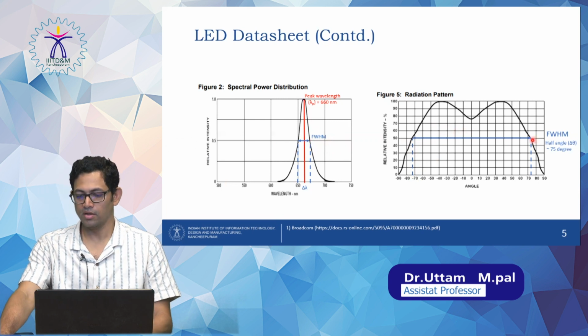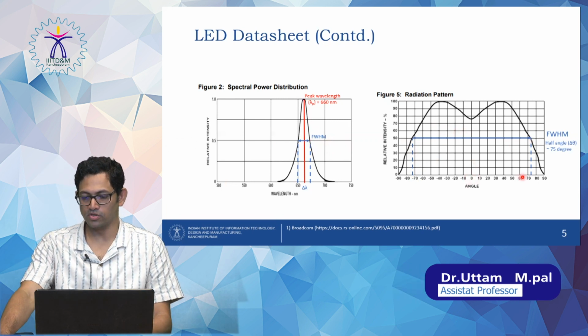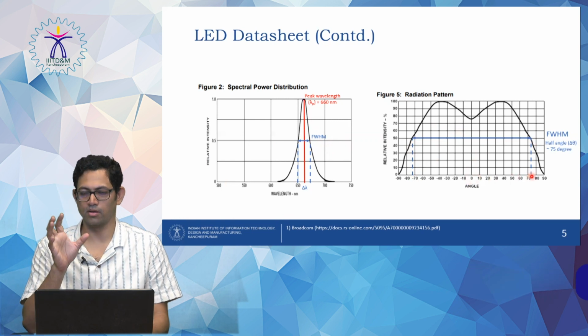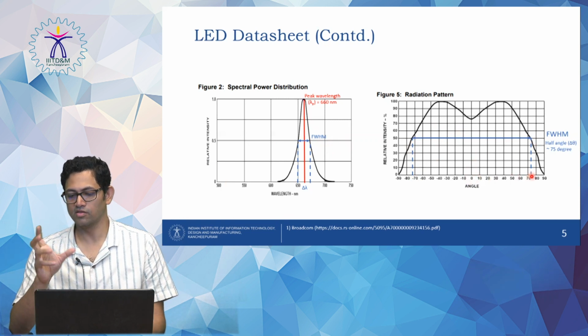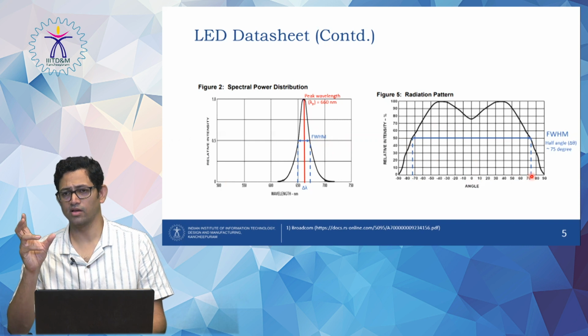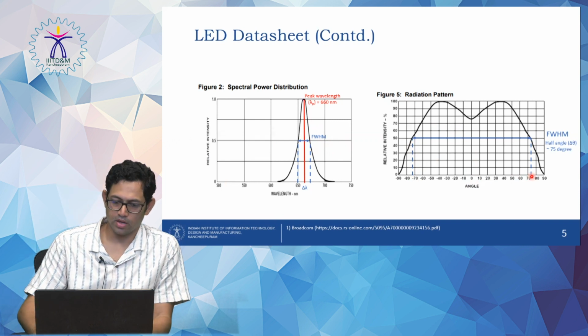With the radiation pattern, half of it, that is from 0 to 70, 75 degrees, is the half angle or the view angle. Okay.